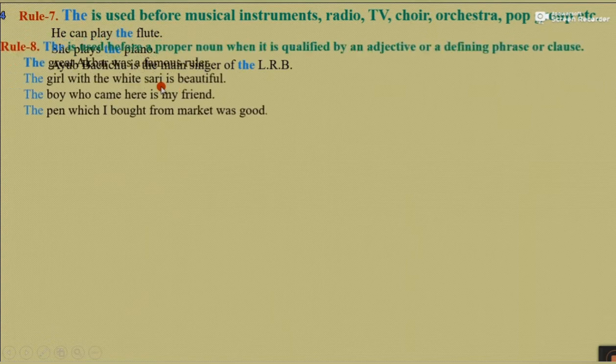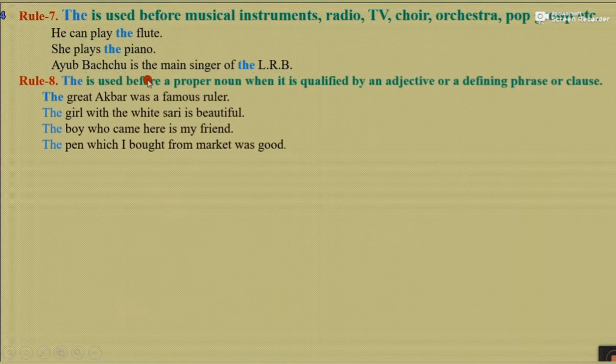Rule number 8. The is used before a proper noun or noun when it is qualified by an adjective or a defining phrase or clause. For example, the great Akbar. Akbar is a proper noun. We can't use an article before this proper noun. But Akbar is qualified by an adjective, great. So we must use the in this case. The great Akbar was a famous ruler.